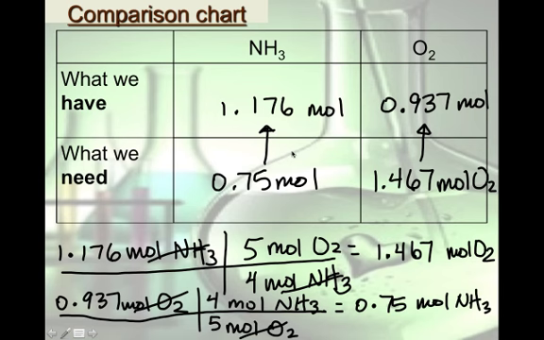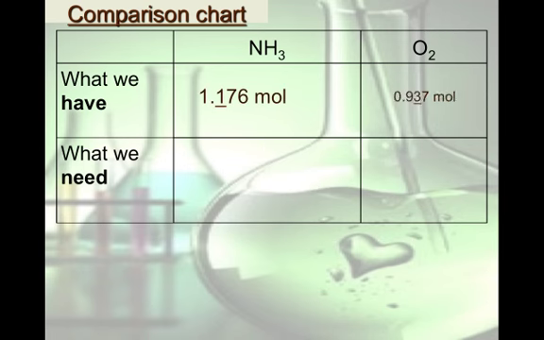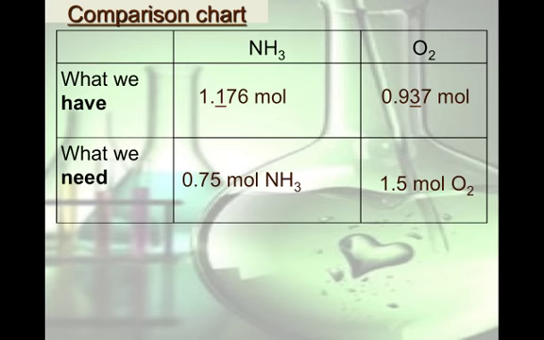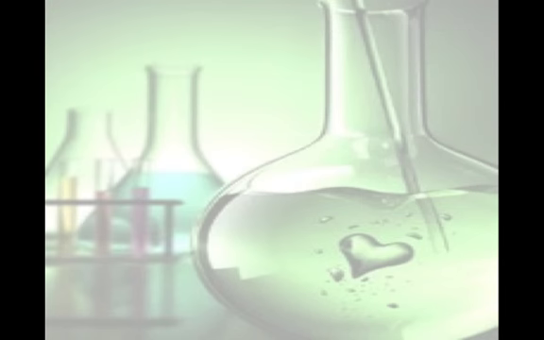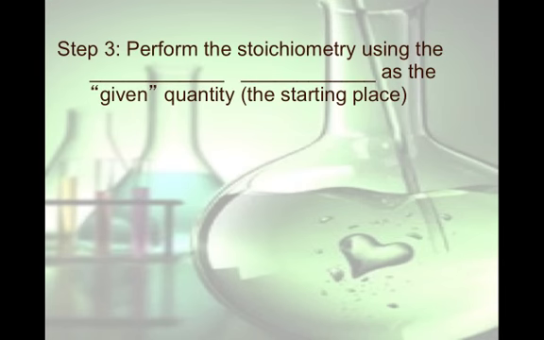So in our comparison chart we can see oxygen is the limiting reagent because we just don't have as much as we need. So what that means is that in our next step, oxygen is the thing that we're going to start our T-table with to figure out the answer to our question. And after all these steps, I hardly even remember what the question was. So we're going to perform the stoichiometry using the limiting reagent as the given quantity, as the starting place in our T-table.